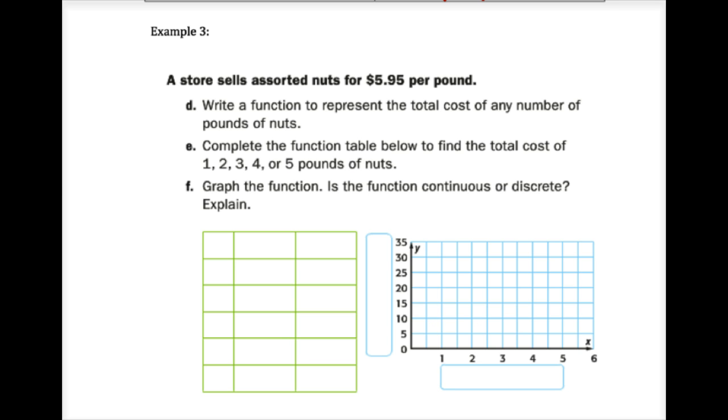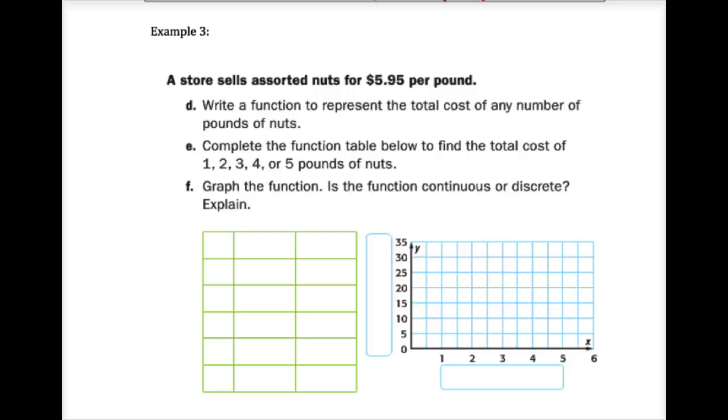Here we're going to first write the function, then we're going to complete a function table, and then we're going to say, is this continuous or discrete? Does this make a line, or should we just graph the points and not connect them? All right. Let's say that a store sells nuts for $5.95 per pound.